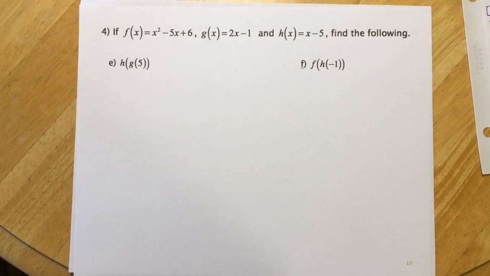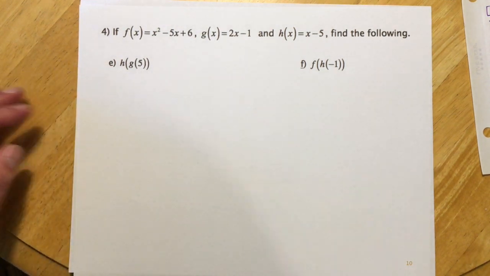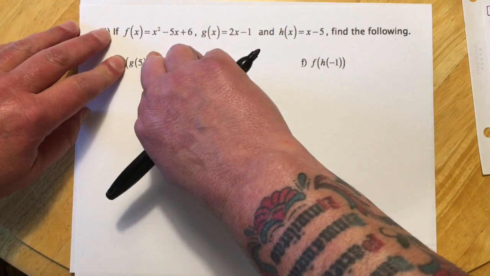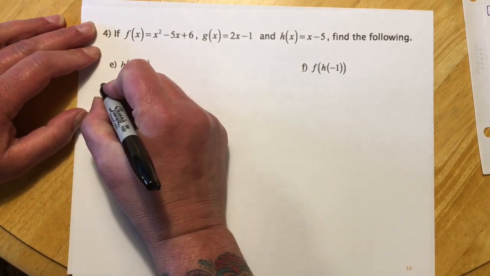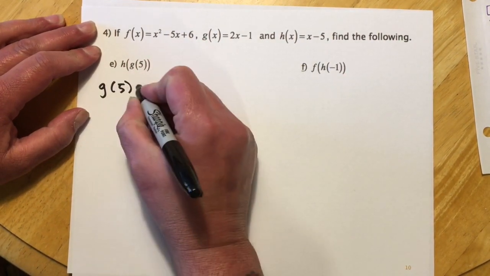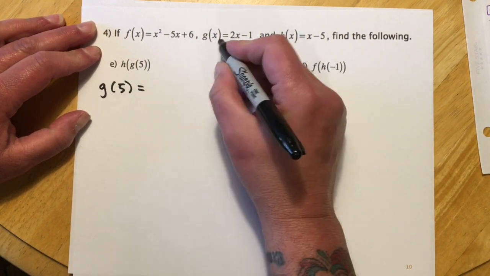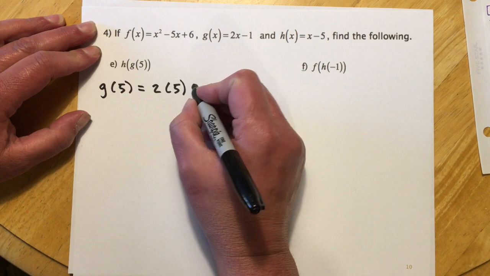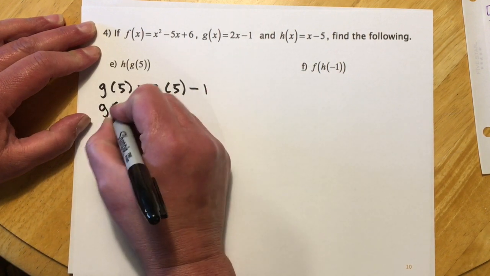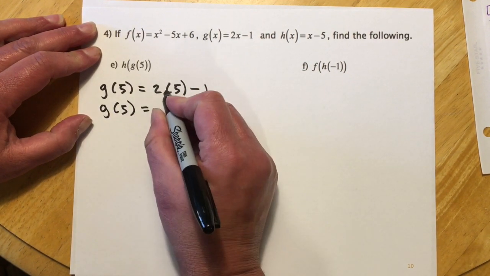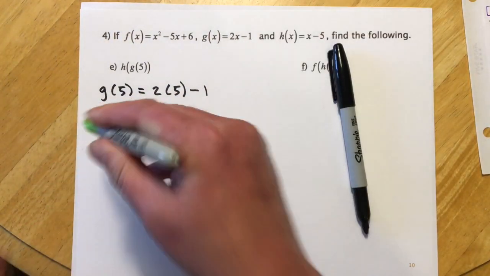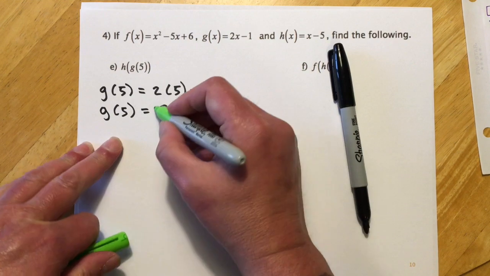Okay, number 4. Pick up composite functions. So remember with composites, there's an inside function, in this case g of 5. We do that step first and figure out what g of 5 is. So we plug 5 in for g, so that'd be 2 times 5 minus 1. So g of 5 is 10 minus 1, or 9. And then 9 is g of 5, right? G of 5 equals 9.